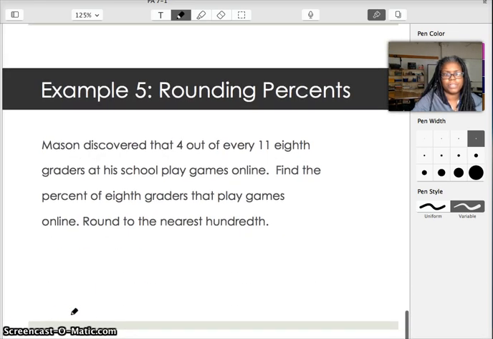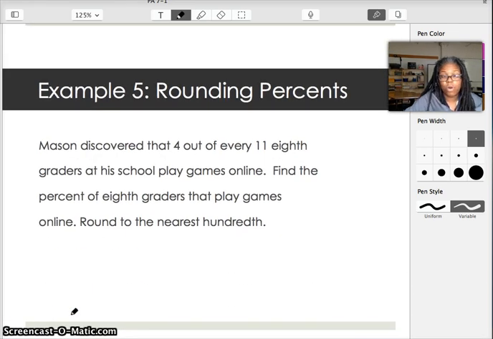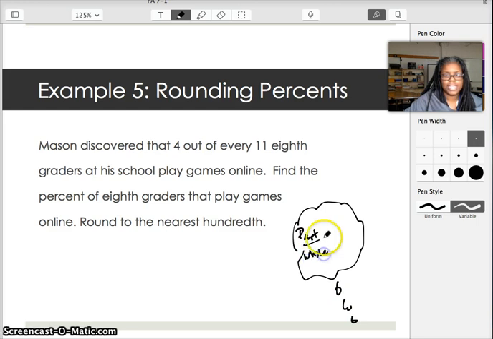Yes, we do. Rounding percents. All right, Mason discovered that 4 out of every 11 8th graders at his school play games online. Okay, find the percent of 8th graders that play games online. Round to the nearest 100th. Again, in my mind, I am totally thinking about part over whole is equal to the percent over 100. So useful. The part that we're talking about is 4, and the whole number of students in this particular example is 11. So 4 out of every 11 students.